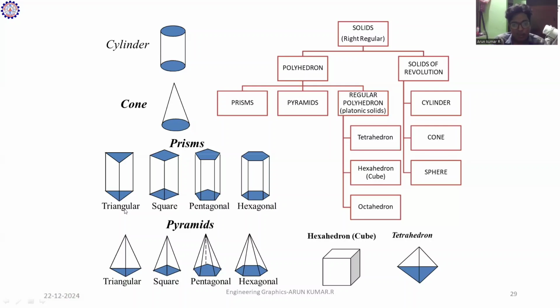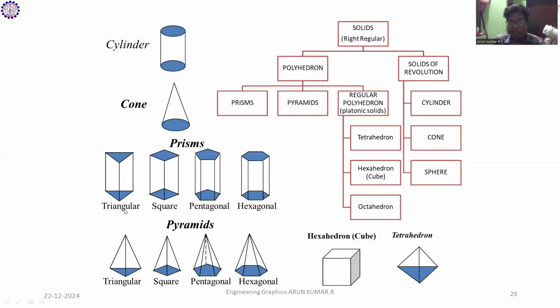Okay, let's move on to the solids of revolution. We already discussed the cylinder, cone and sphere. The cylinder we take as a category of prism for understanding purposes, and the cone we take as a category of pyramid while solving problems. So the cone comes under the pyramid category and the cylinder under the prism category, but both are solids.